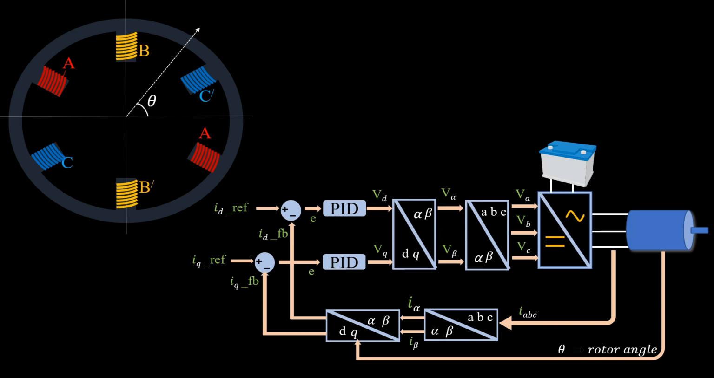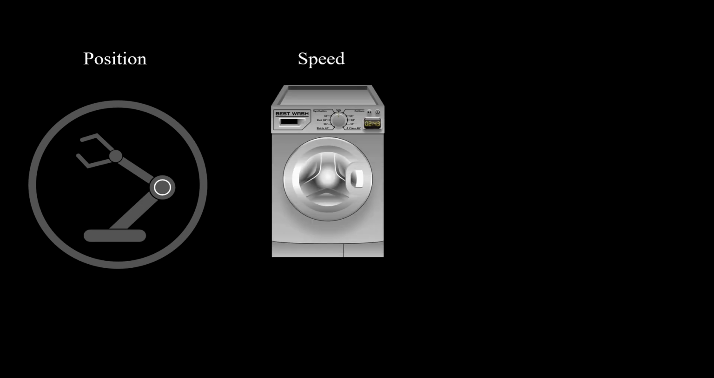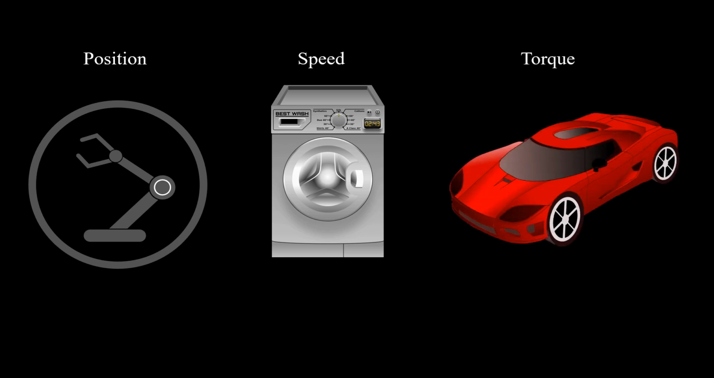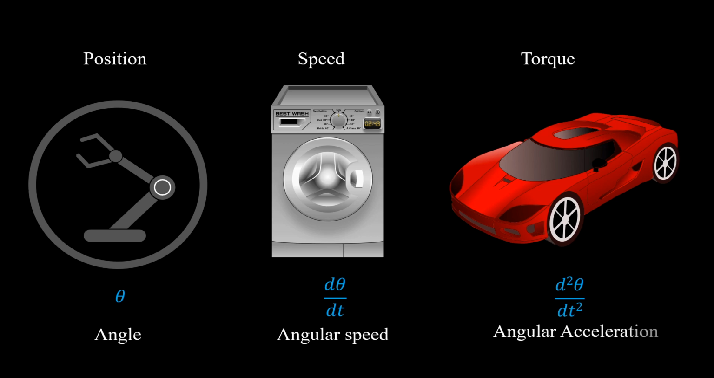In a robotic application, you might want to control the position of the arm, or in the case of washing machines, you would want to have complete control over the speed of the motor. Whereas in electric vehicles, you want fine control over the torque of the motor to accelerate or slow down the vehicle. The other way to think about it is, you want to either control theta, d theta by dt, or d square theta by dt square. Let us first look at the torque control. We will get back to the speed and position control.